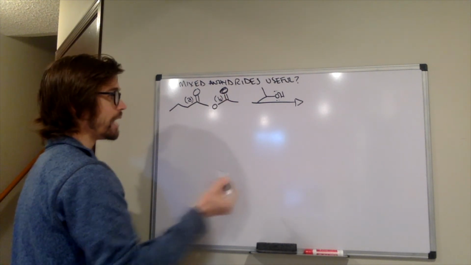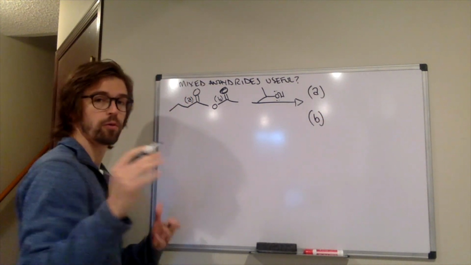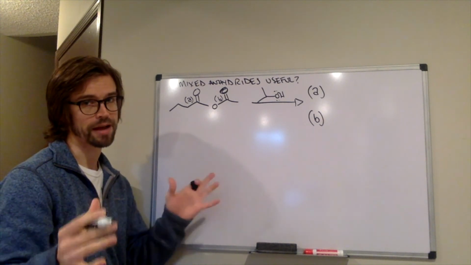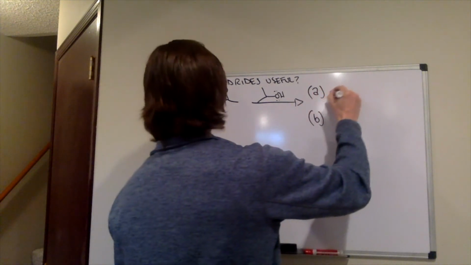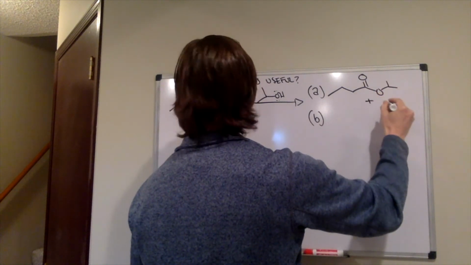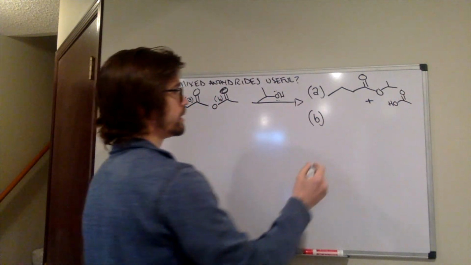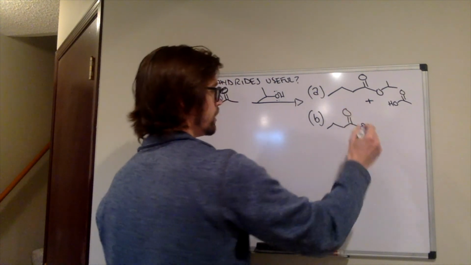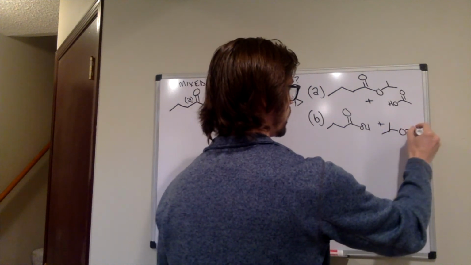If it adds to A, what is it going to make? If it adds to B, what is it going to make? Hopefully you already have those drawn out. And if you haven't, this is a good time to try and match up what you have drawn out. So if you added it to A, that would form the ester that looks like that plus acetic acid. If you added it to B, that would form this carboxylic acid plus the ester on the other side.